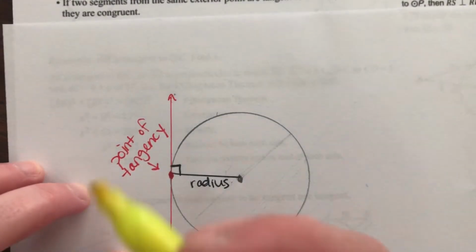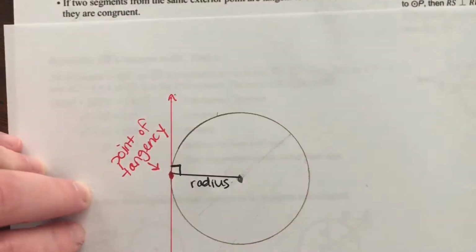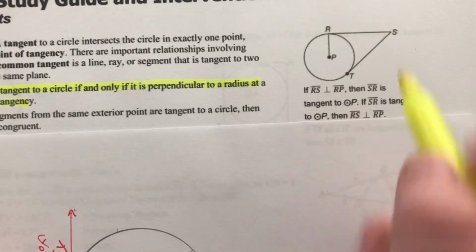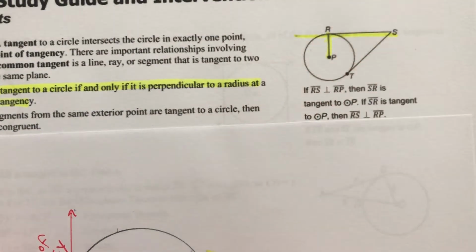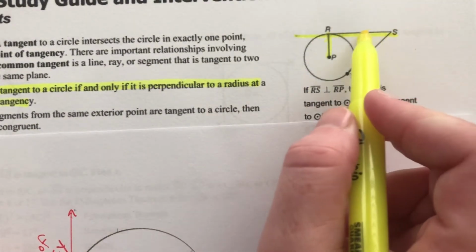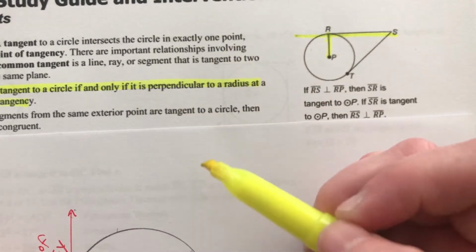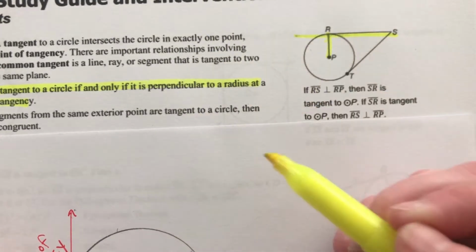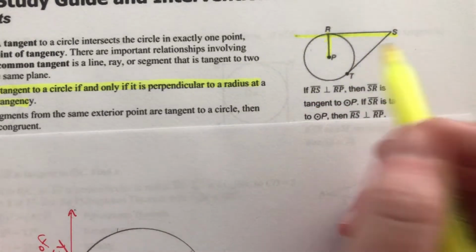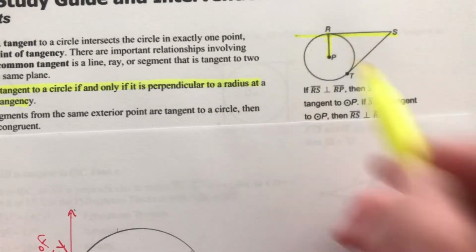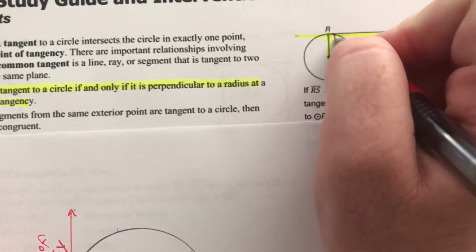A line is tangent to a circle if and only if it's perpendicular to the radius at the point of tangency, right? And up here on this worksheet, they draw you a picture. So they drew the radius. They have this line which brushes past our circle. They stopped it right here, but technically a line's infinite, right? So it would keep going. It only touches our circle at point R. So this line, RS, is tangent to our circle, okay? And it's perpendicular to the radius here.